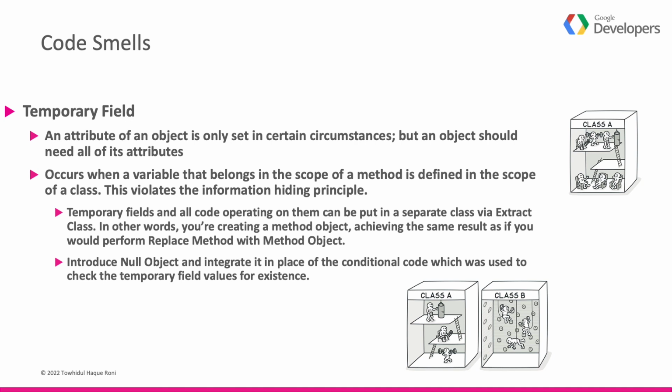Let's now shift our focus to another code smell called temporary field. Temporary fields refer to attributes on an object that are only set under specific conditions. However, the object itself should ideally have all its attributes intact. Imagine a scenario where a variable is defined in the scope of a class instead of being confined to the scope of a method where it truly belongs. This violates the principle of information hiding and can lead to confusion and inefficiency in our code.